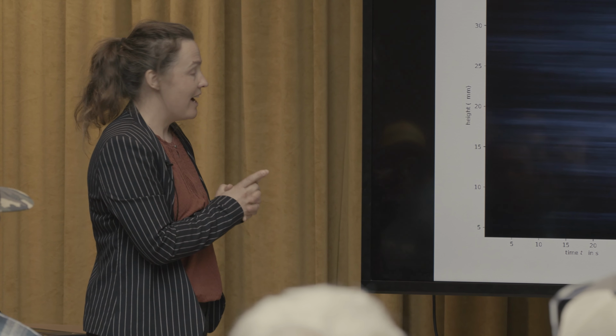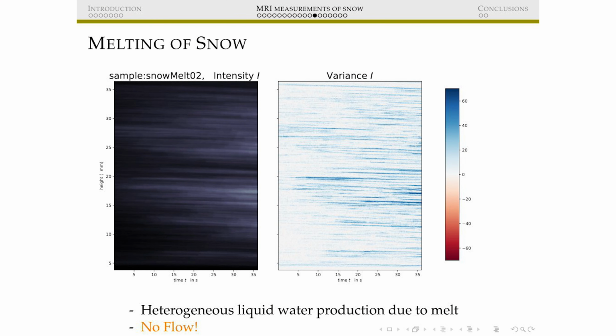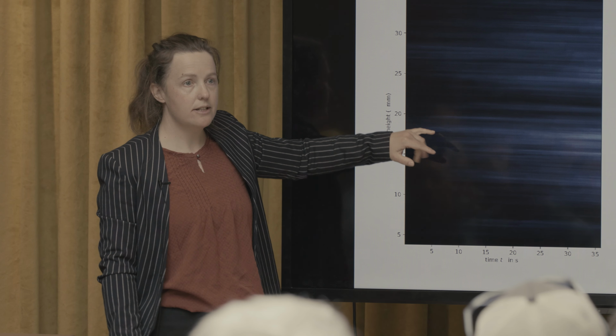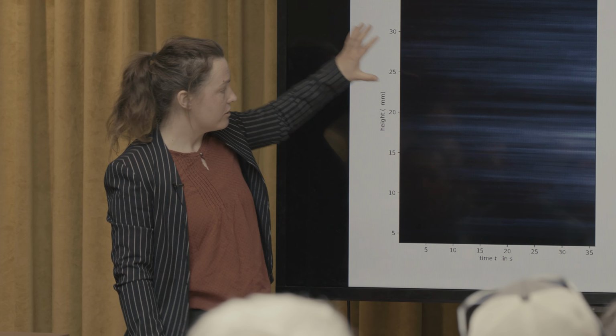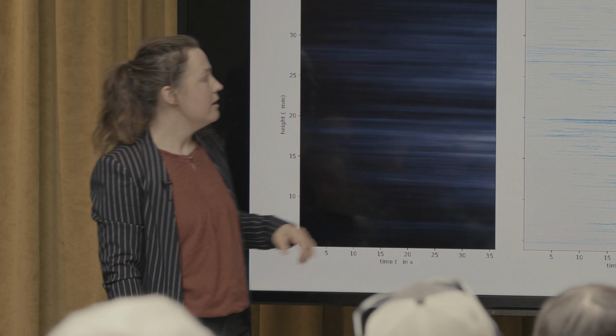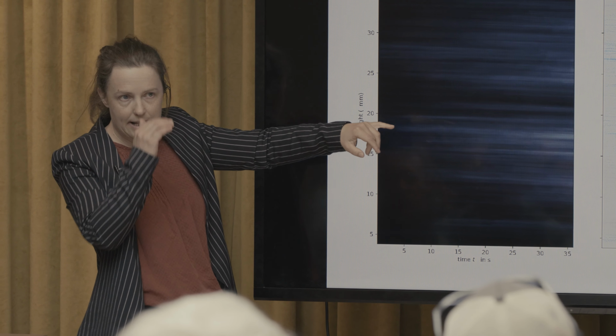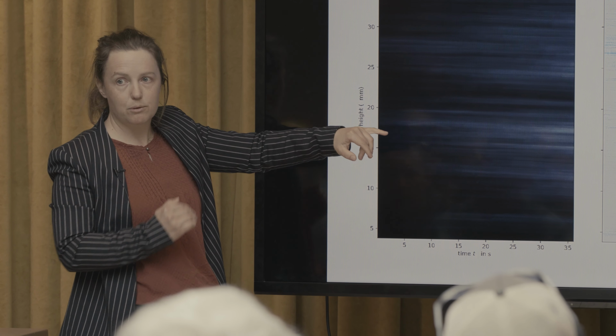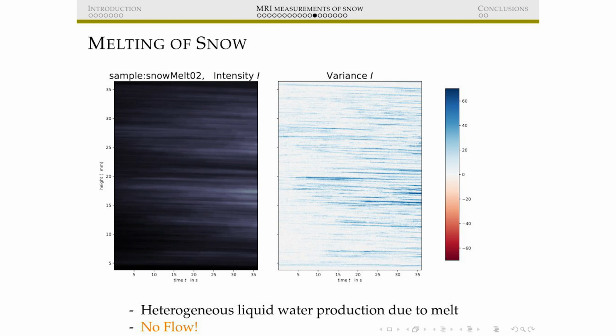Now we're ready for snow, right? So I'm not doing anything. I just put snow in the magnet and wait and see what happens. What we see is that slowly, at different locations, liquid water appearing. On this side we see the intensity, and this is just the variance of my intensity, where I can see a little better where the layers of liquid water are. We see it slowly increasing, but we don't see any vertical transport, because I don't see any streaks in my image.